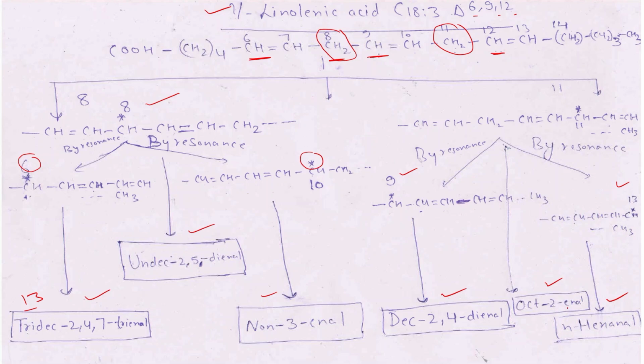So this way we can predict the formation of possible compounds or possible aldehydes during the autoxidation of various unsaturated fatty acids which are present in milk fat or ghee. Okay, so this is the mechanism of autoxidation.